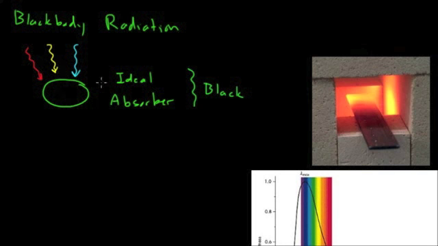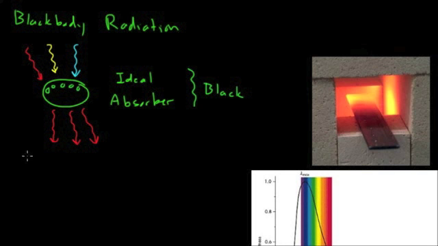Okay, so we have our ideal absorber and light is being shone on it, and as this light hits the object, the energy from that light is going to be absorbed into the atoms that make up this object, and it's going to cause it to heat up. And as it heats up, eventually this object will start to glow and give off light. And this light that my heated object gives off is referred to as blackbody radiation.